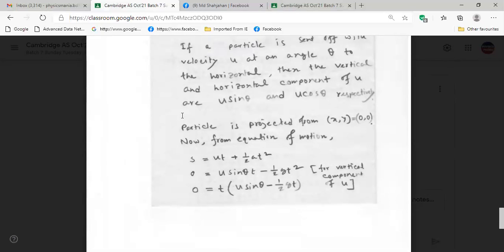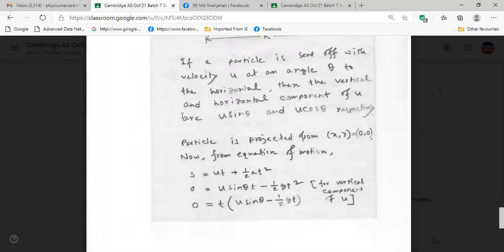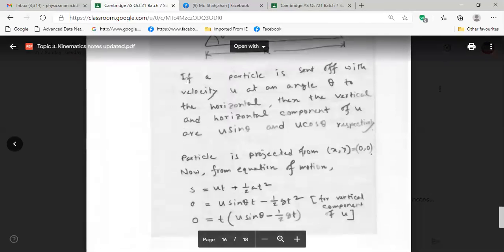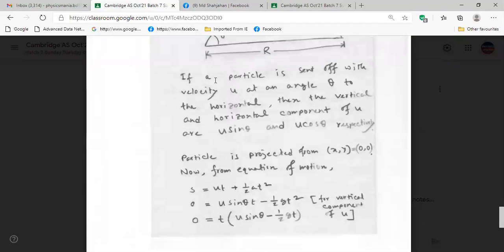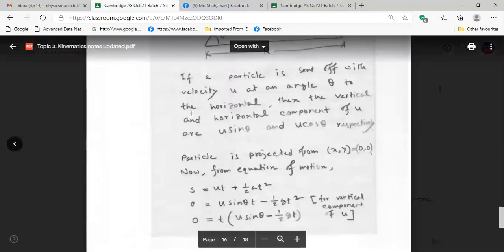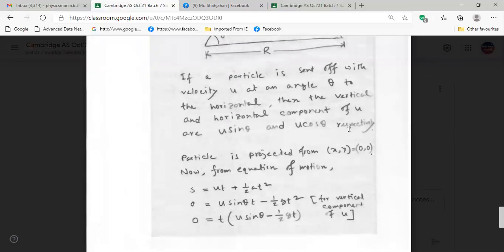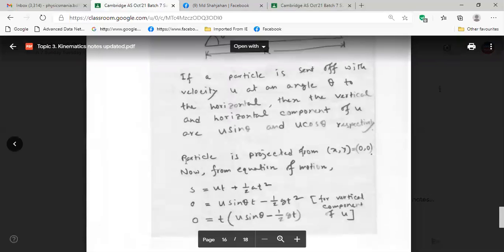Have you written this? This part, have you written? All of you? Yes, sir, I've written it. U cos theta respectively. Then you read, Farhan.